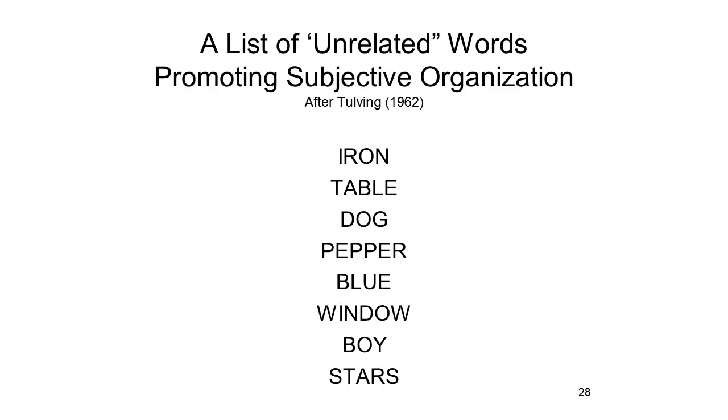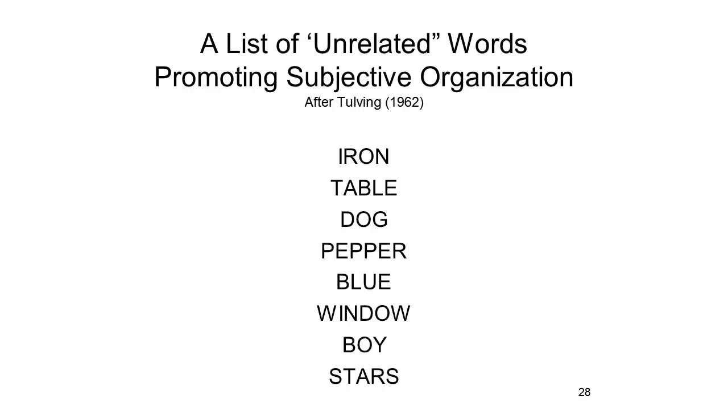In a list like this, iron, table, dog, pepper, blue, window, boy, stars, no two items belong to the same conceptual category, so there's no basis for category clustering. And no two items are associatively related to each other either, so there's no basis for associative clustering. Yet over multiple test trials, individual subjects will organize this material, reorganize it, so that they can recall the items effectively. But each subject will organize the items in a somewhat different way.